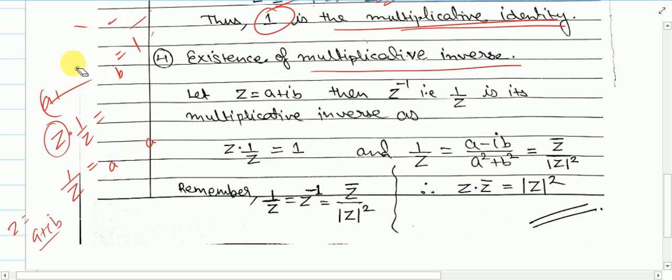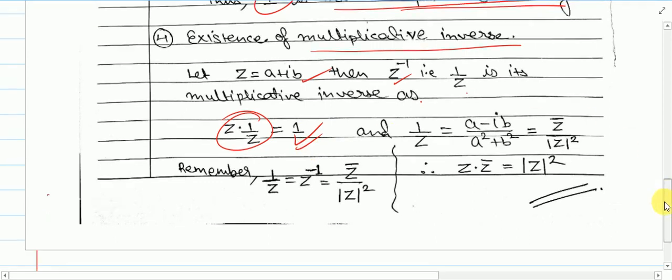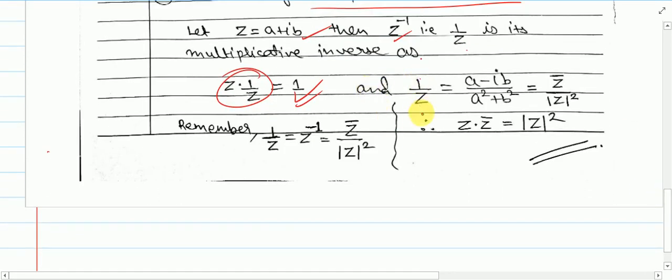So multiplicative inverse is done. Here I have written: let z be a plus ib, then z to the power minus 1, that is 1 by z, is the multiplicative inverse, because when you multiply these two you are getting 1. And the multiplicative inverse 1 by z is equal to this.